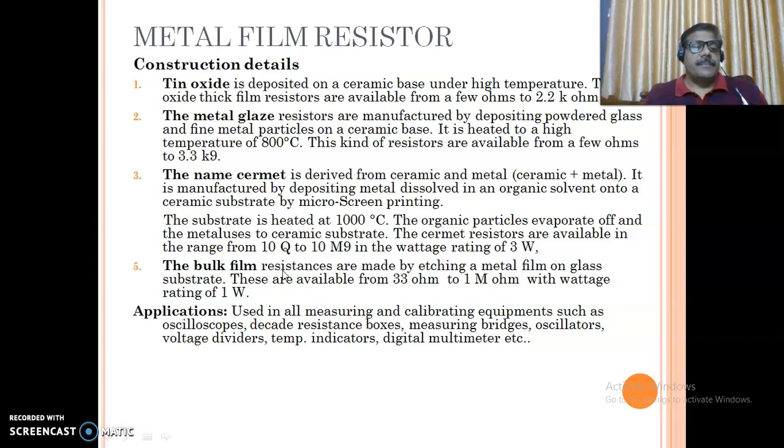Finally, the bulk film. The resistors are made by etching a metal film on a glass substrate. These are available from 33 ohm to 1 mega ohm with wattage rating of 1 watt. Applications of metal film resistors: used in all measuring and calibrating equipment such as oscilloscope, decade resistance boxes, measuring bridges, oscillators, voltage divider, temperature indicators, digital multimeters, etc.